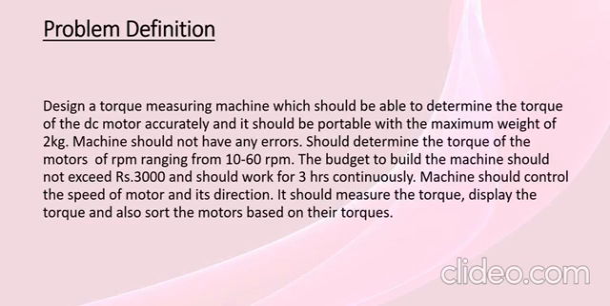Next is problem definition. Our problem definition is to design a torque measuring machine which should be able to determine the torque of the DC motor accurately, and it should be portable with a maximum weight of 2 kg. The machine should not have any errors, and it should determine the torque of motors with RPM ranging from 10 to 60 RPM. The budget of the machine should not exceed 3000, and it should work for 3 hours continuously, which is very important.